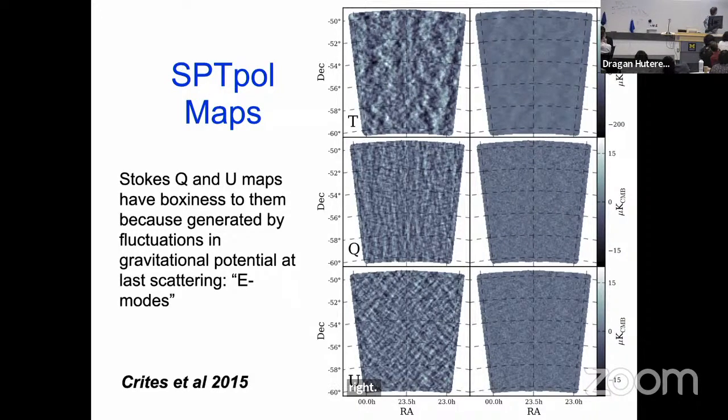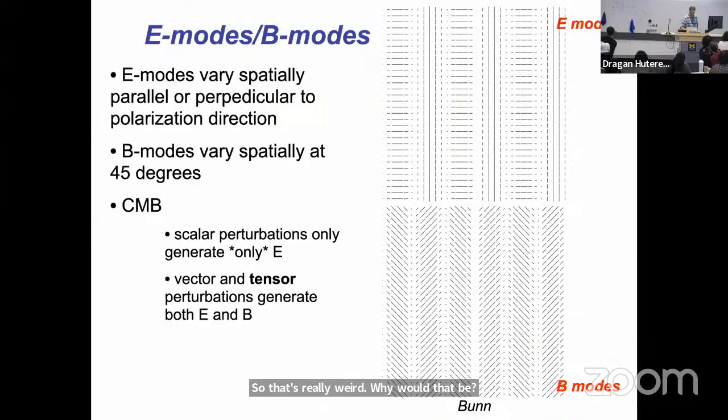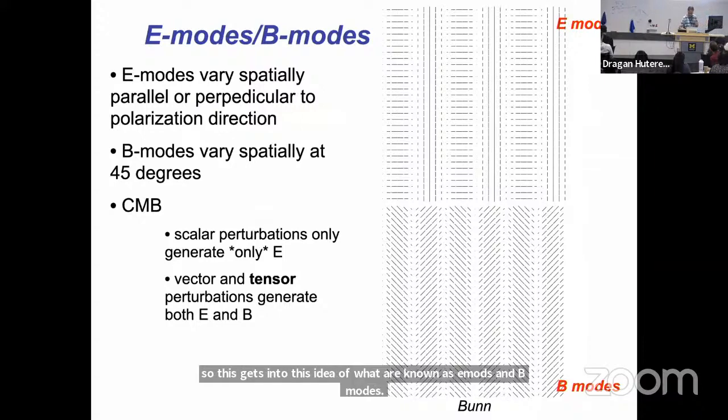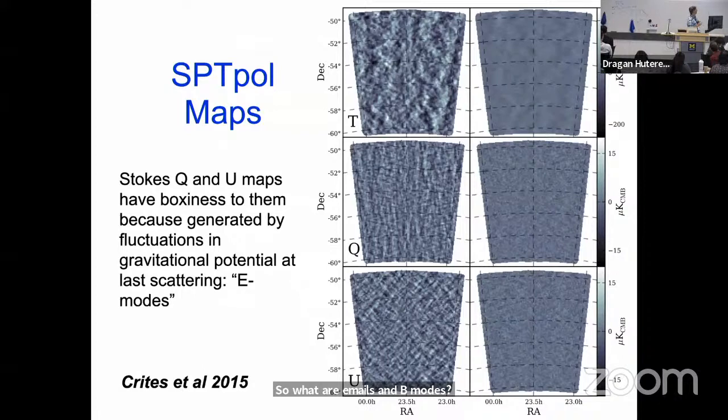You look at Q and you just see these rivers, especially in the north-south direction. And then in U, everything's tipped over by 45 degrees. That's really weird. Why would that be what's going on? This gets into the idea of what are known as E modes and B modes. So what are E modes and B modes? Well, it's exactly what you're seeing right here. What you're seeing in Q and U are E modes.